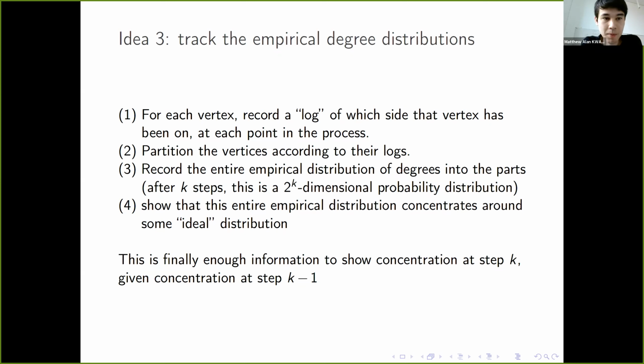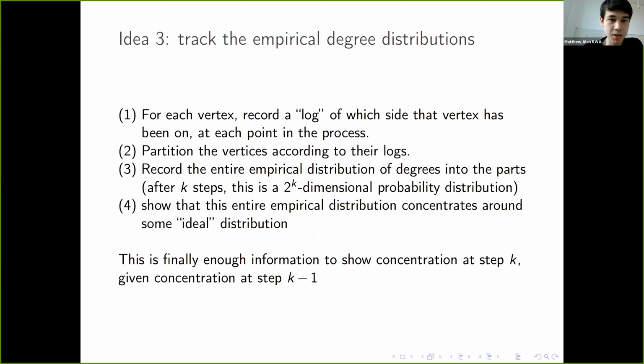So at the next step, I'm conditioning on this degree information and then working on it with a degree constrained random graph. What I'm going to record is the empirical distribution of degrees of vertices into each part. So how many vertices have a given degree in a given part? This is a 2 to the k dimensional probability distribution. For every part, the vertices have a distribution of degrees into that part.